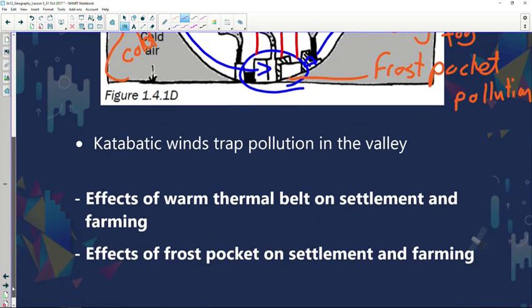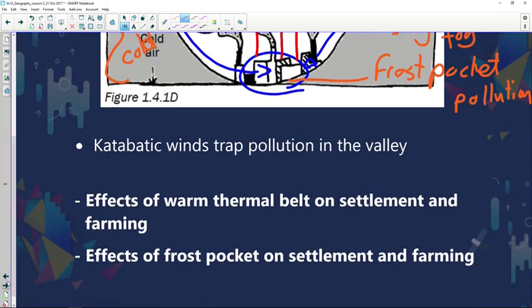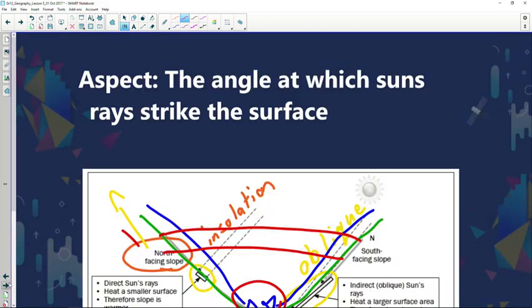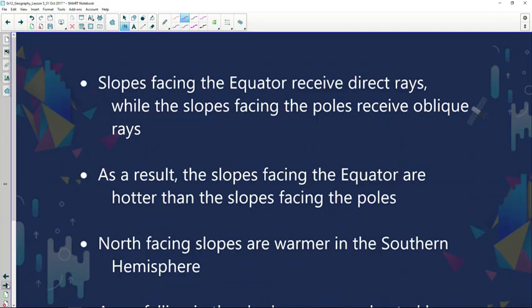Now, as you can see, the frost pocket that we discussed, these are the effects it will have. Aspect is very important, because we live in the southern hemisphere, we build our houses on the north-facing slopes. Why? Because of direct insolation, warmer conditions. As you can see, the slopes facing towards the equator receive direct rays. The slopes facing the polar regions receive oblique rays.